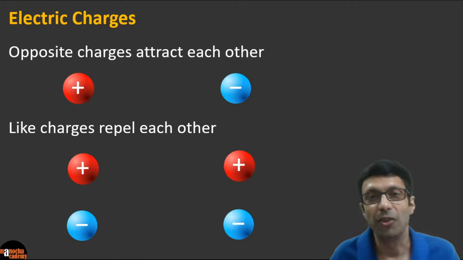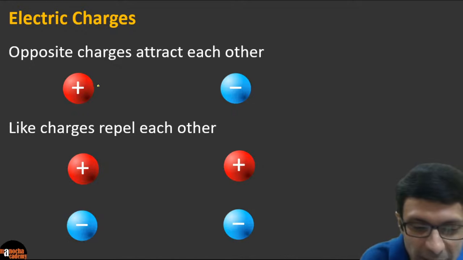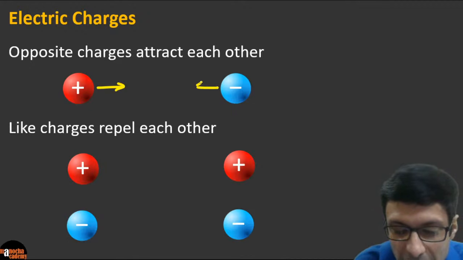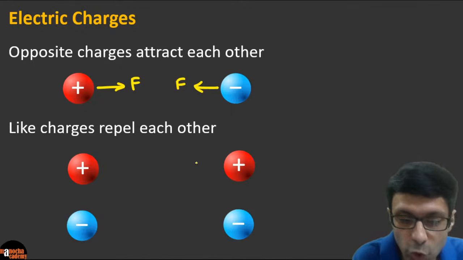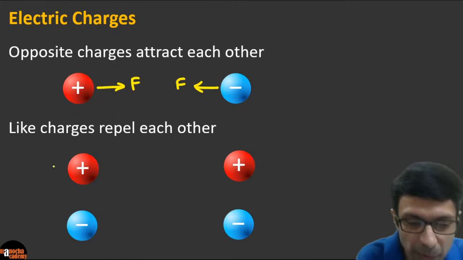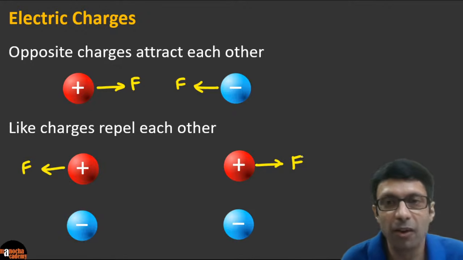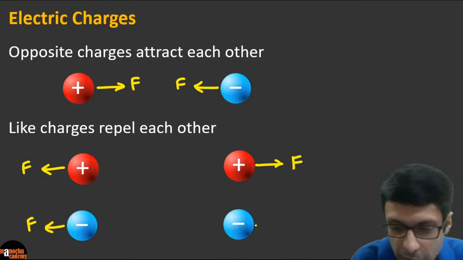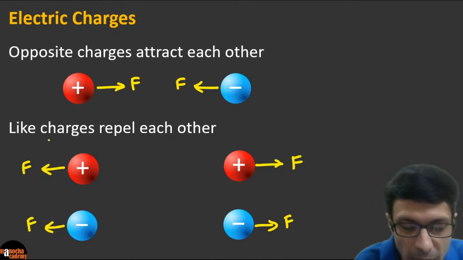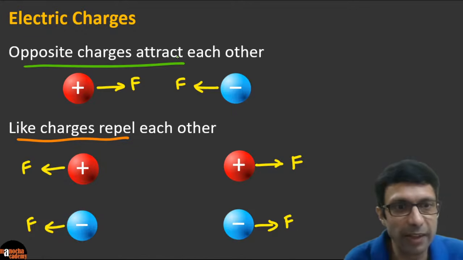And all of you must be knowing that opposite charges attract each other. Like the North Pole and South Pole of a magnet, they attract each other. So a positive charge attracts a negative charge with a force. And like charges means similar charges. If you have two positively charged bodies, what will happen? They will be repelling each other. And two negatively charged bodies will also repel each other with a force. As you can see from the picture here, like charges repel, and opposite charges attract each other. Is that simple?